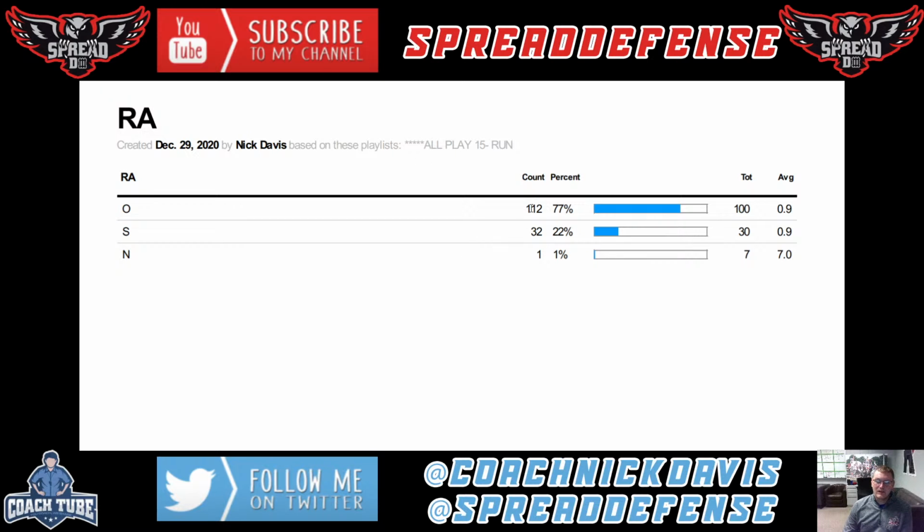I want to know if he finished opposite of where he started, crossing the center, or he finished on the same side as where he started. That's for a shotgun team. If it's a pistol team, then you can do it based off of where he opened: field, boundary, trips, 2x2, different things. This was an easy team because they were shotgun.